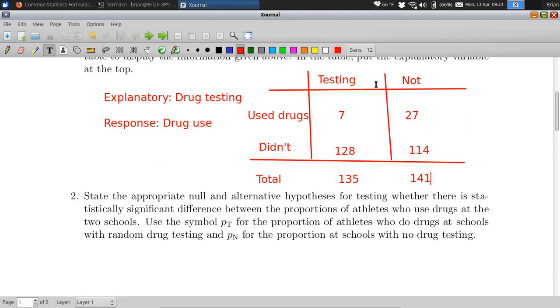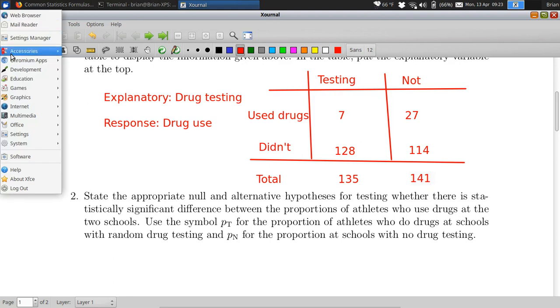Okay. So now we've got the perfect situation for a two-sample hypothesis test for proportions, because we want to know, does the drug testing make a significant difference, right? It looks like it's making a difference. It's only 7 out of 135 versus 27 out of 141. But is that difference significant? And that's where the hypothesis test will come in.